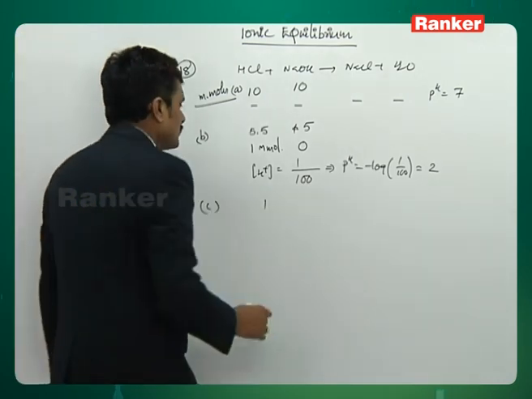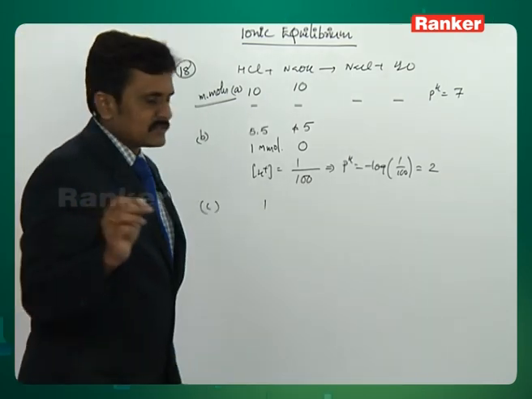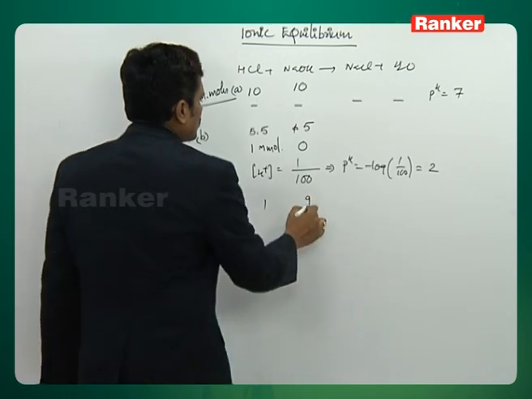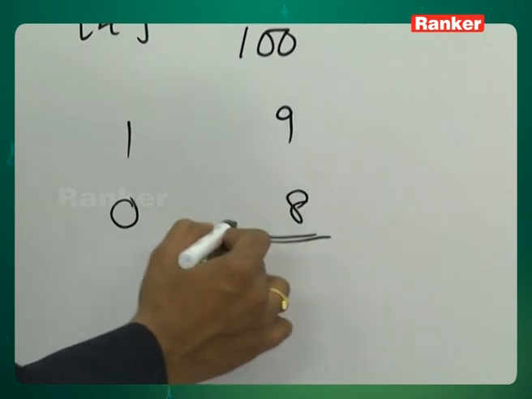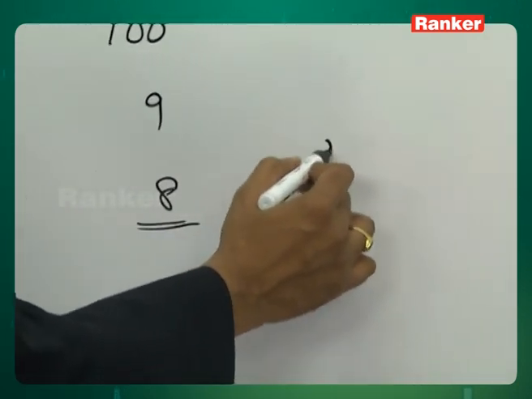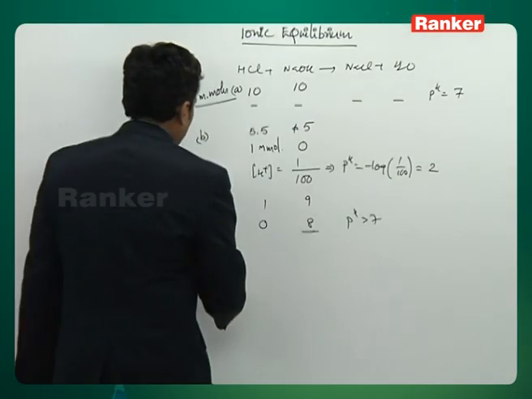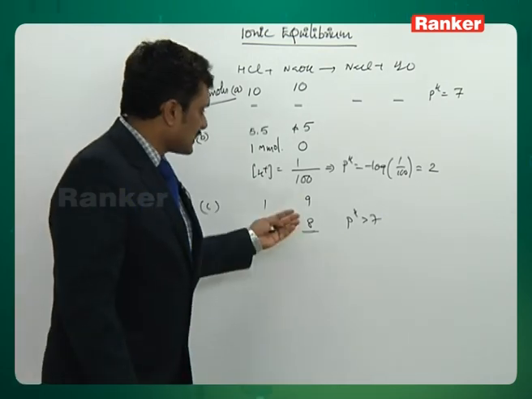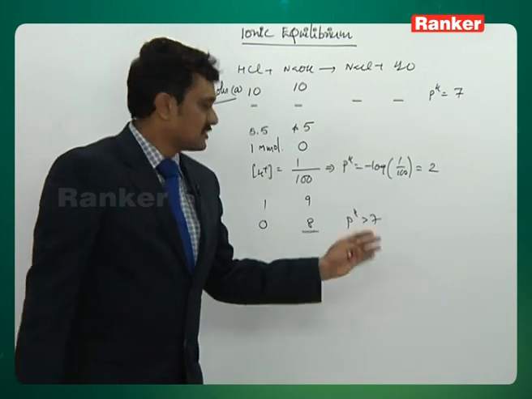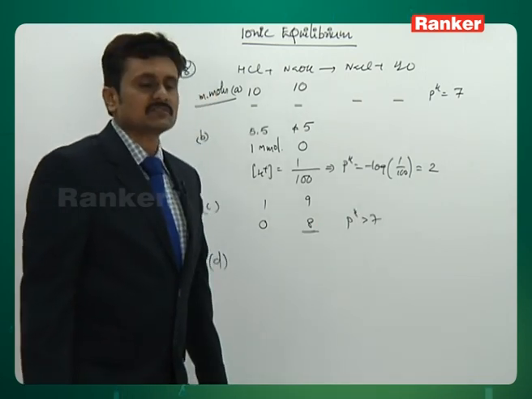So when it comes to option C, we have 0.1 into 10 ml, I am going to say 1 millimole of HCl, and 0.1 into 90, that is 9 millimole of NaOH. Hence the NaOH is remaining. Obviously the pH of the solution will be greater than 7. So let us rule out this option, since if it has to be close to 1, it has to be essentially an acid. Here you can see that base is remaining, so it cannot be close to 1.